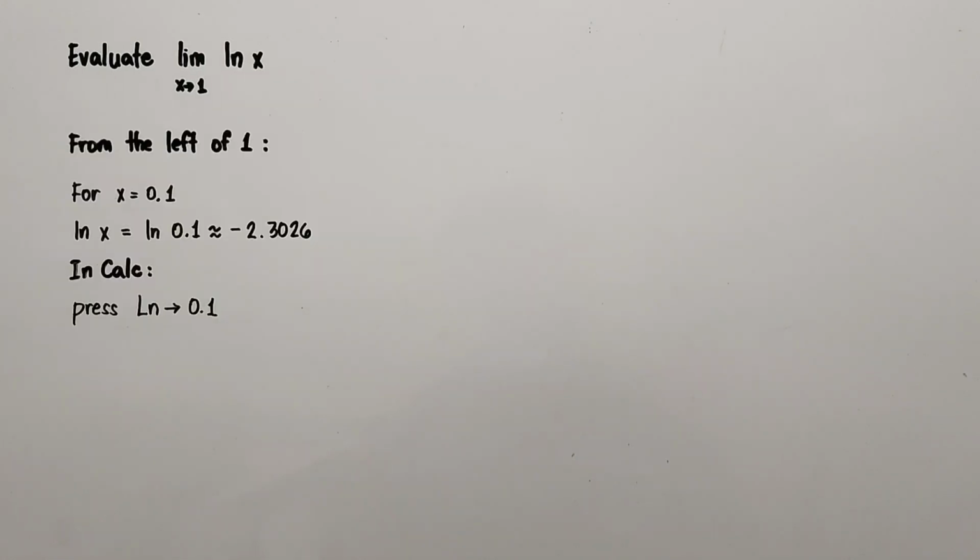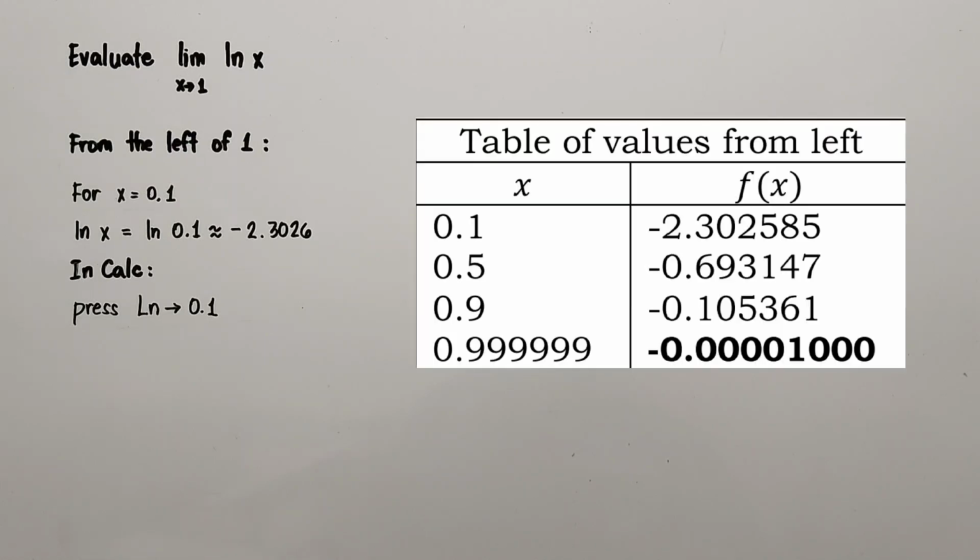This time, we are going to evaluate the limit of the natural logarithm of x as x approaches positive 1. For x equals 0.1, from the left of 1, ln 0.1 is approximately equal to negative 2.3026. The complete table of values from the left of 1 is shown on the right.